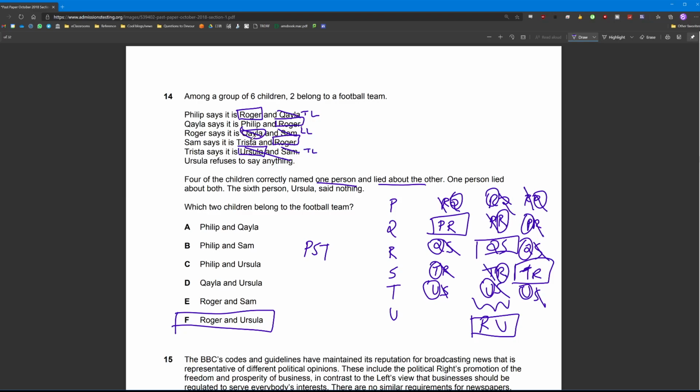So I think you can immediately say that the answer is R and U after you have found one set of answers which is logically consistent with the statements given to you. Alright, so let's move on to the next question.